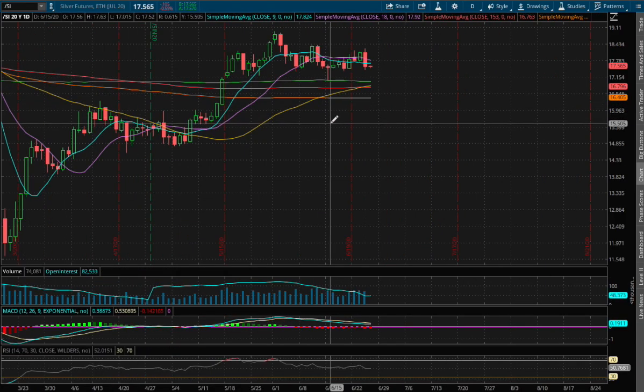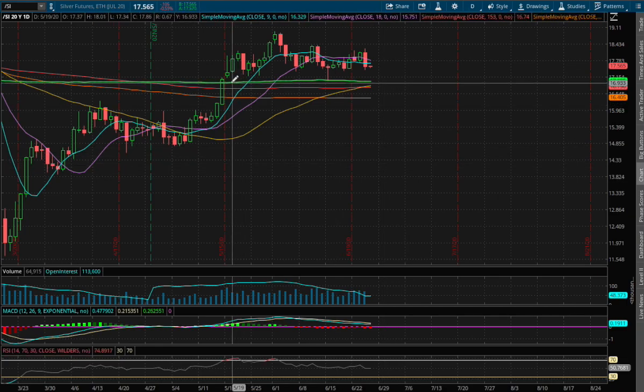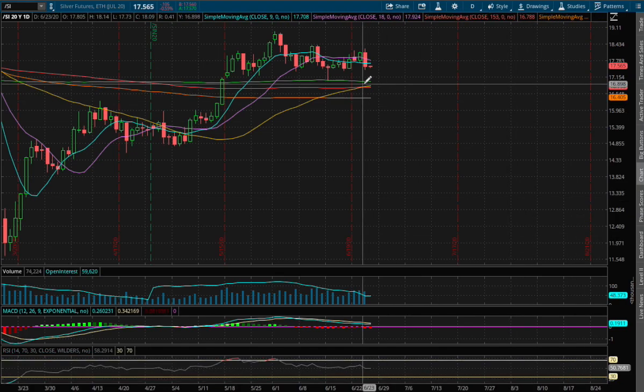We still see sideways price action for silver. Again, we'll still use the 200-day moving average as our support, and that is around the price of $16.97. So that'll be our first immediate support.